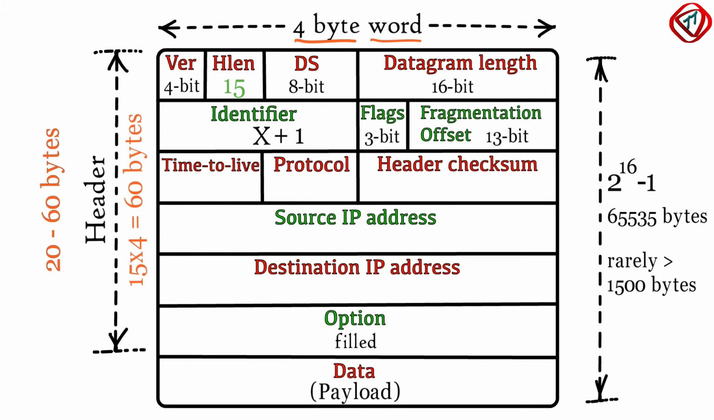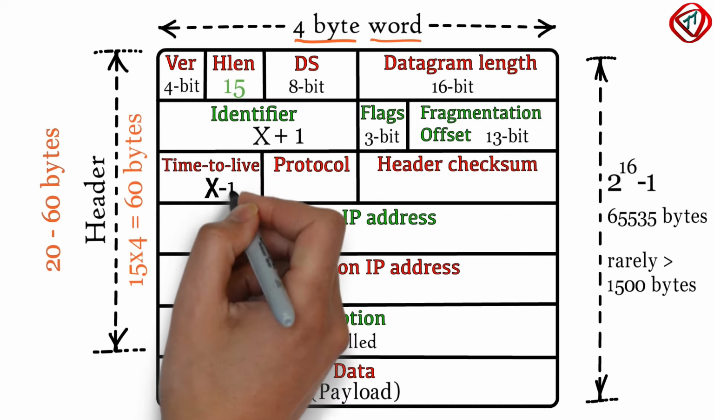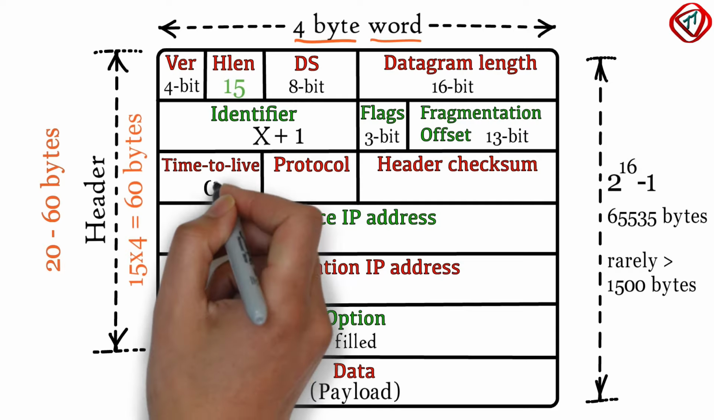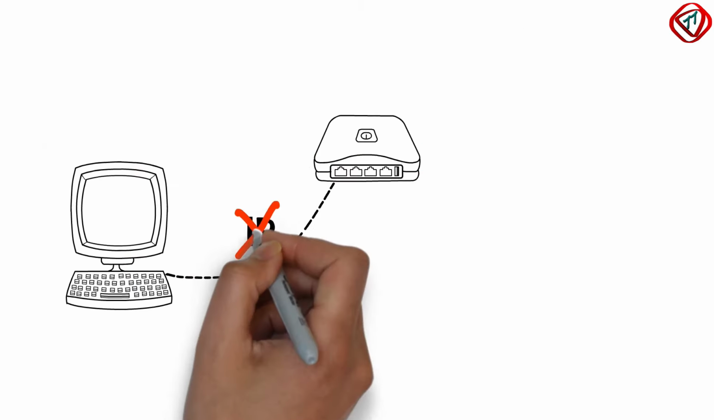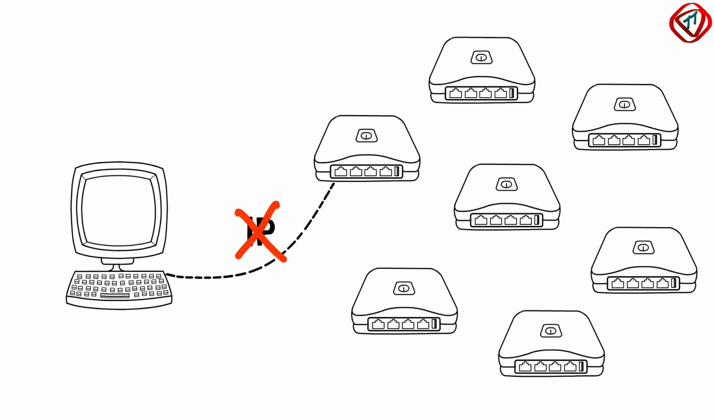Time to live. This field is used to limit the lifetime of an IP datagram as it travels through the internet. While transmitting a datagram, the source host sets a number in this field. When a router receives the datagram, it decrements this field by 1. If it reduces to 0, the router discards the datagram, hence limiting its lifetime. It is useful in cases where the routing tables become corrupted and cause the datagram to circulate among routers for a long time.